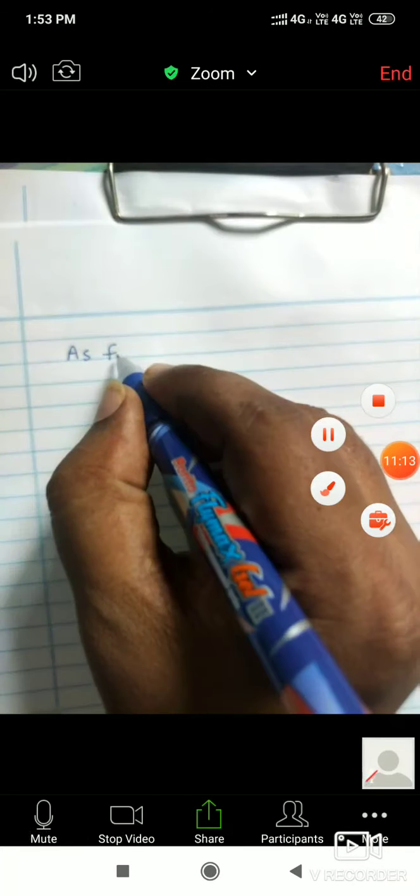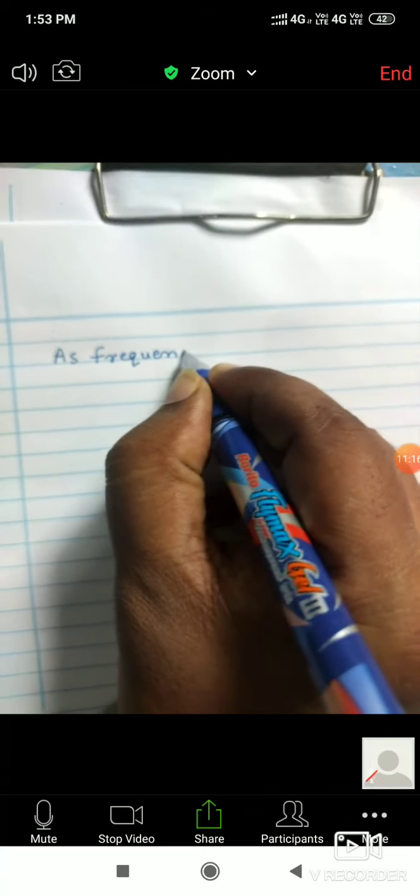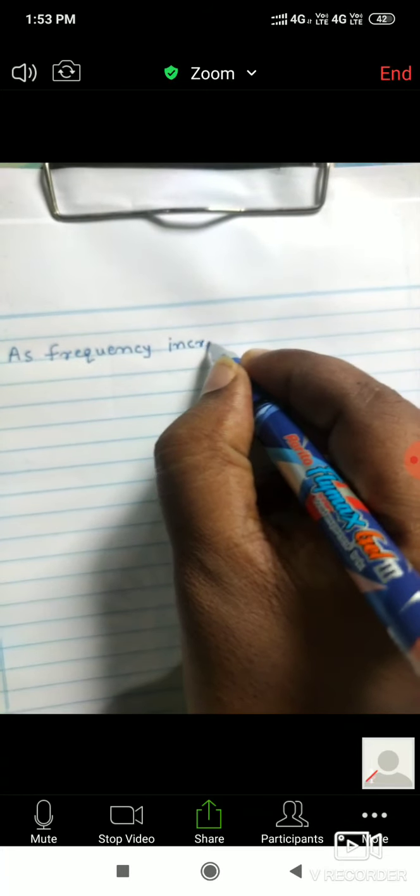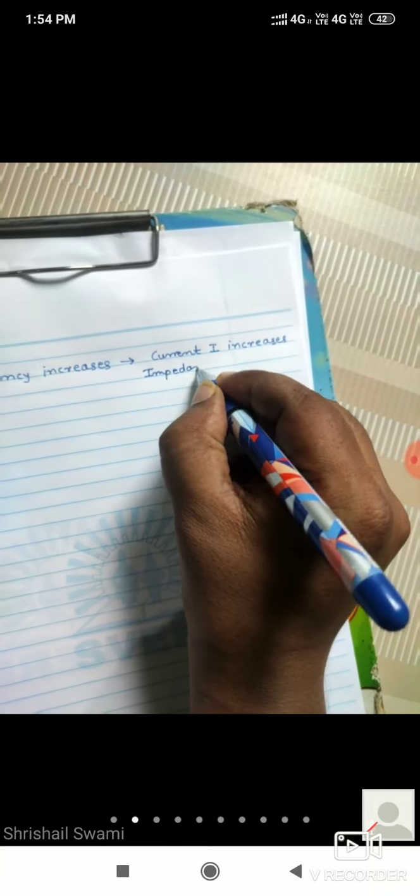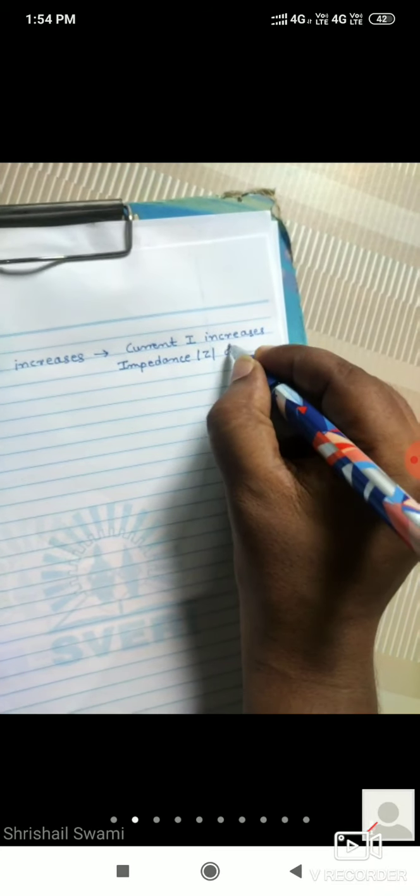Okay. Now next point. As frequency increases, okay, so what will happen? Current I, काय होणार? Current I is going to increase, and impedance Z decreases.